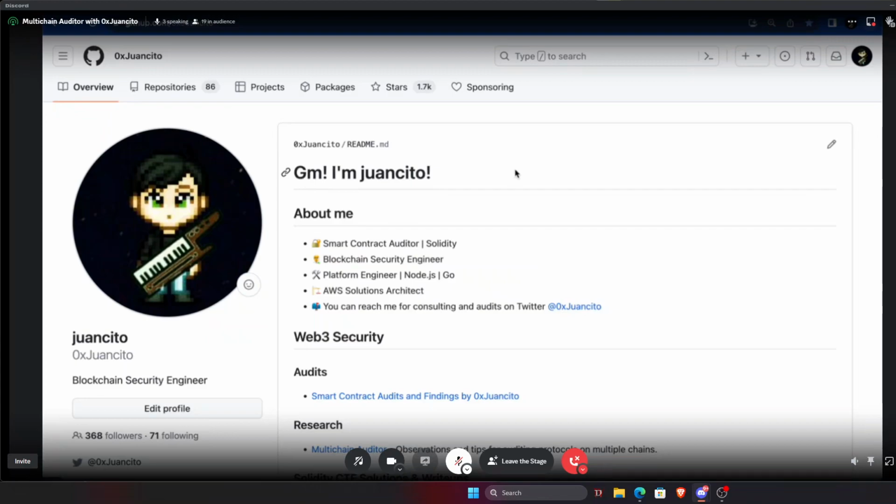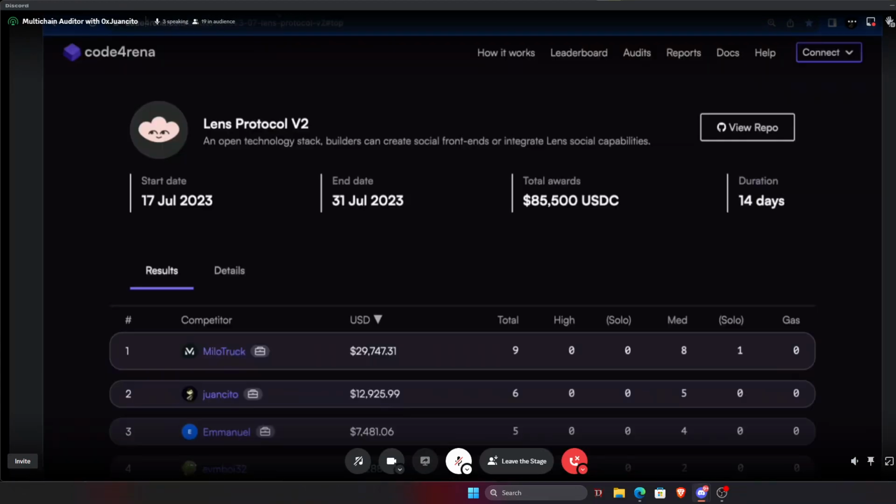I'm also participating in contests like Code Arena and Sherlock, and today I'm especially celebrating because I got second place in the Lens Protocol V2 contest in Code Arena.